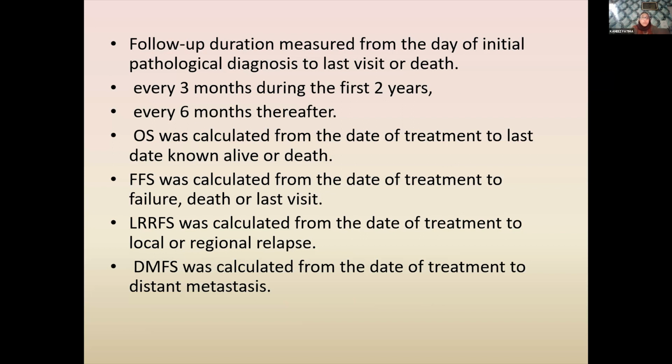Follow-up duration was measured from the day of the initial pathological diagnosis to the last visit or death. These patients were followed every 3 months during the first 2 years, then every 6 months thereafter. We calculated overall survival from the date of treatment to the last date known, alive or death. Failure-free survival was calculated from the date of treatment to the failure, death, or last visit. Local regional relapse-free survival was calculated from the date of treatment to the local or regional relapse, and distant metastasis-free survival was calculated from the date of treatment to the distant metastasis.